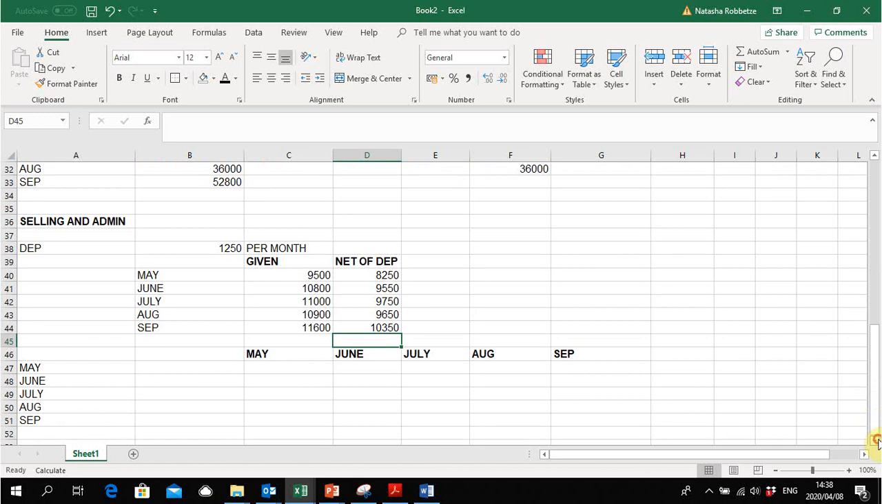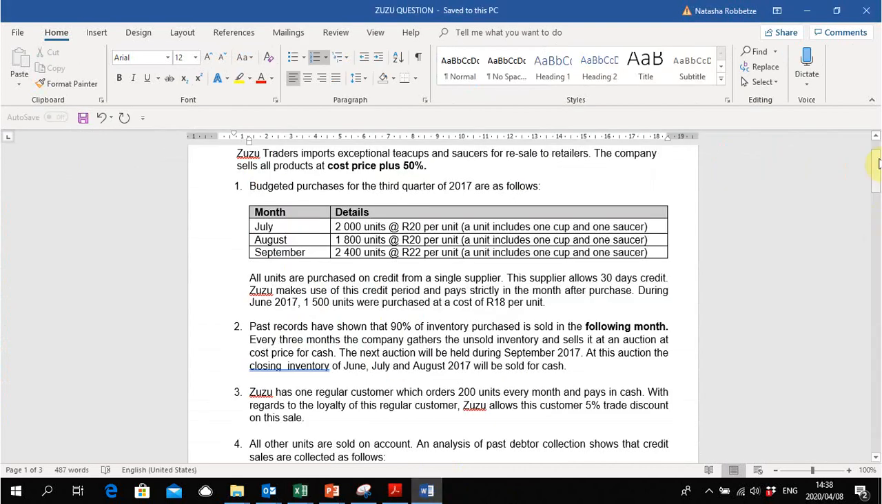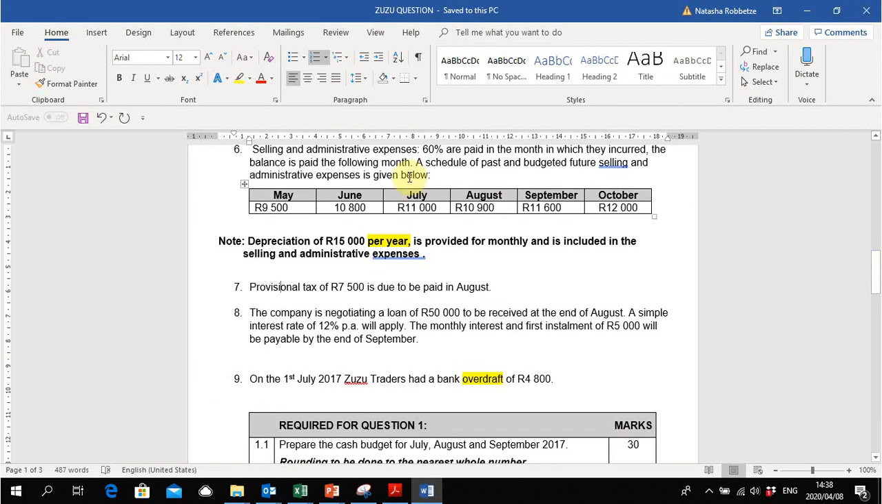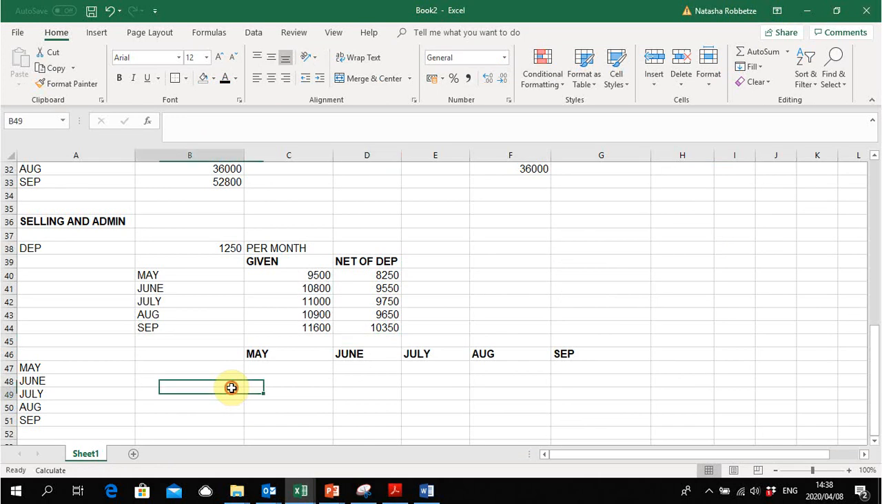Right, so now we have our selling and admin costs net of depreciation. And then we can go and do a calculation for the payments, because we are told in the question that 60% is paid in the month and then the balance in the next month. So it's basically a 60-40 split. So I'm just copying everything here.